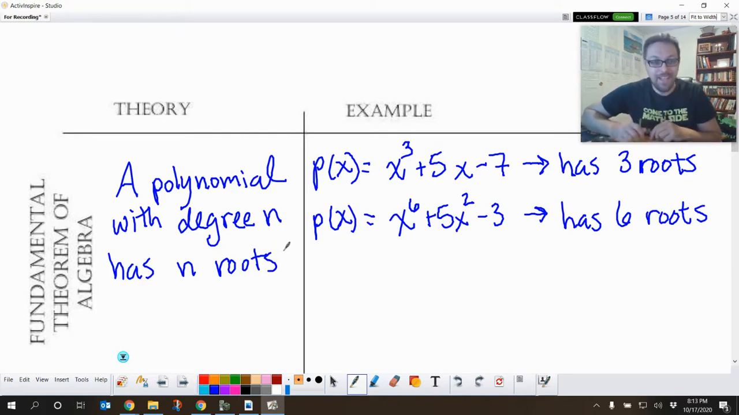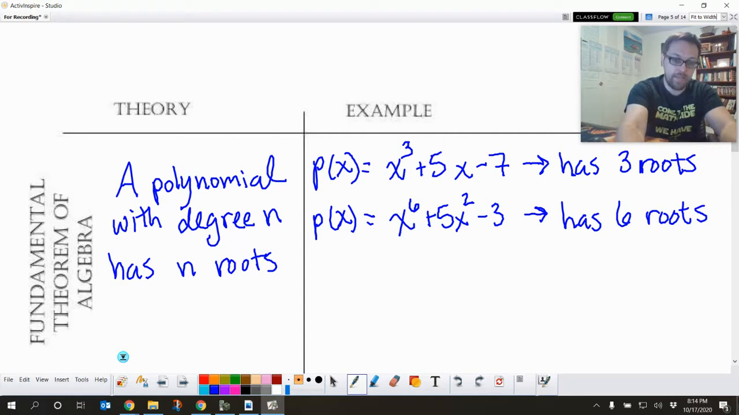This one's new. Fundamental theorem of algebra. This one's very exciting. This is new. So a polynomial of degree n has n roots. It doesn't say that it has that many different roots, but it has at least n roots. You can use things like multiplicity to kind of cheat.